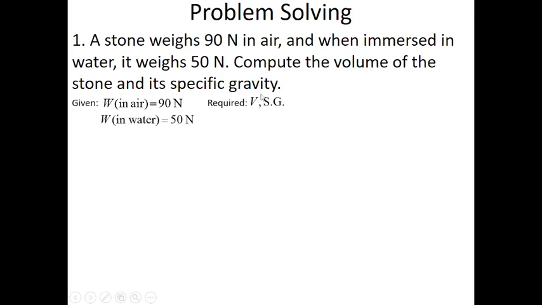Required are as follows. Compute the volume of the stone, denoted by V, and the specific gravity of such stone, Sg. So, solution to the problem, imagine that it is in air. So, this is the stone in air, an irregular shaped stone.